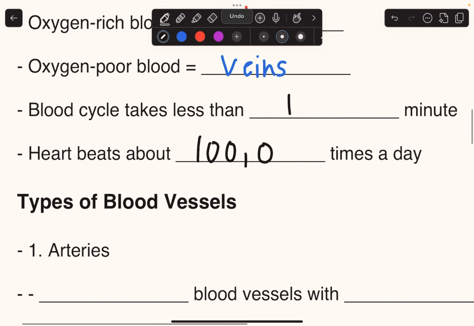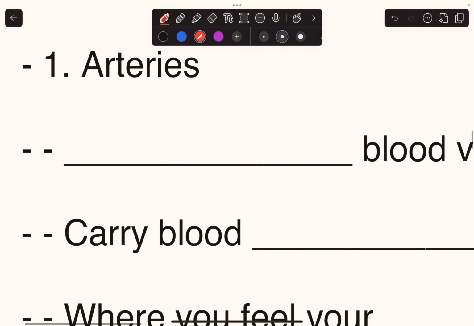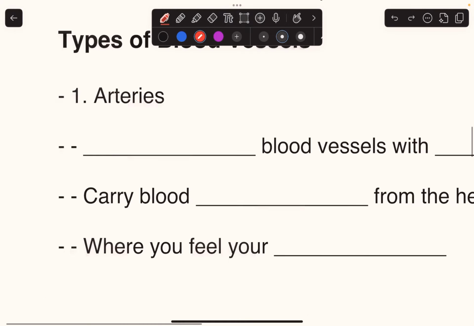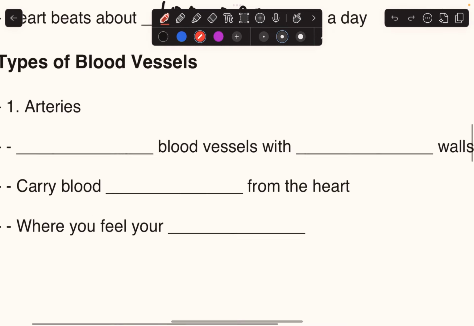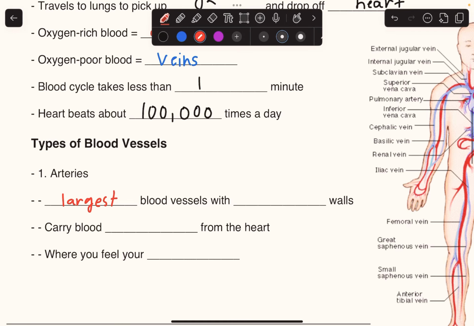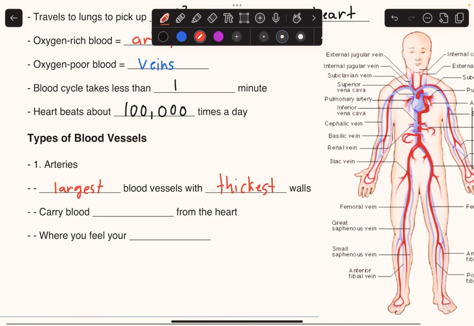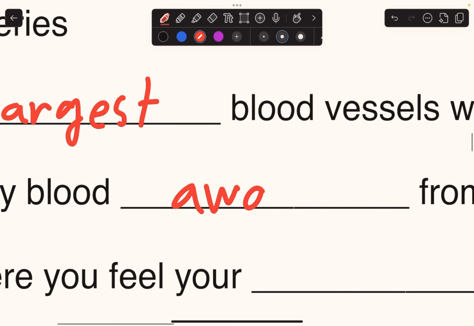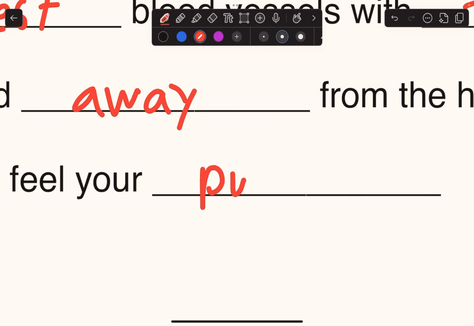Types of blood vessels. So first of all, we have arteries. They are the largest blood vessels with the thickest walls, and they carry blood away from the heart. It's basically where you feel your pulse.